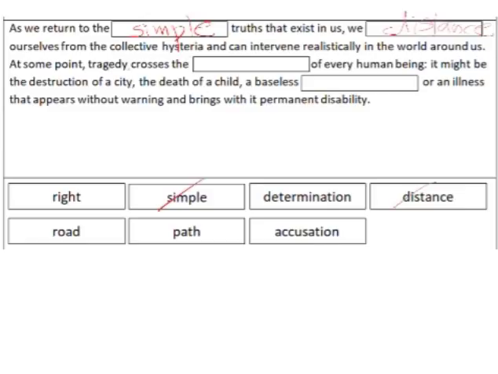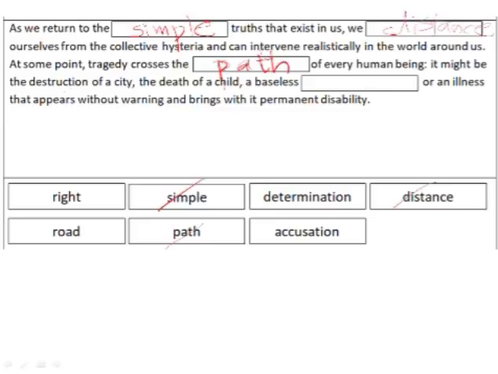At some point, tragedy crosses the something of every human being. There is, of course, a noun. Crosses what? Crosses determination, accusation? No. Crosses a road, yes. Crosses a path, yes. So it can be either this or this. Now, do we have a road of every human being, or a path of every human being? Path fits here. So we have: crosses the path of every human being.